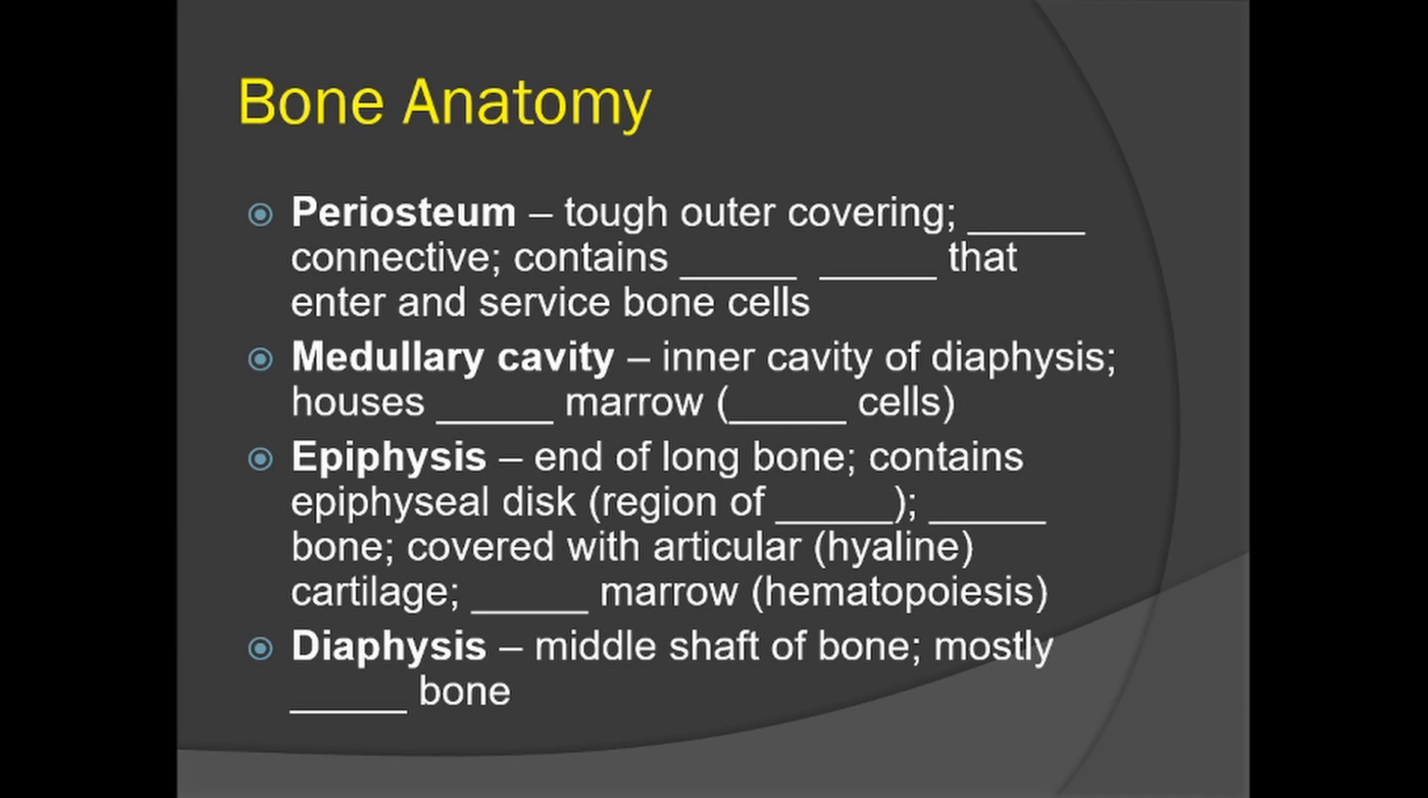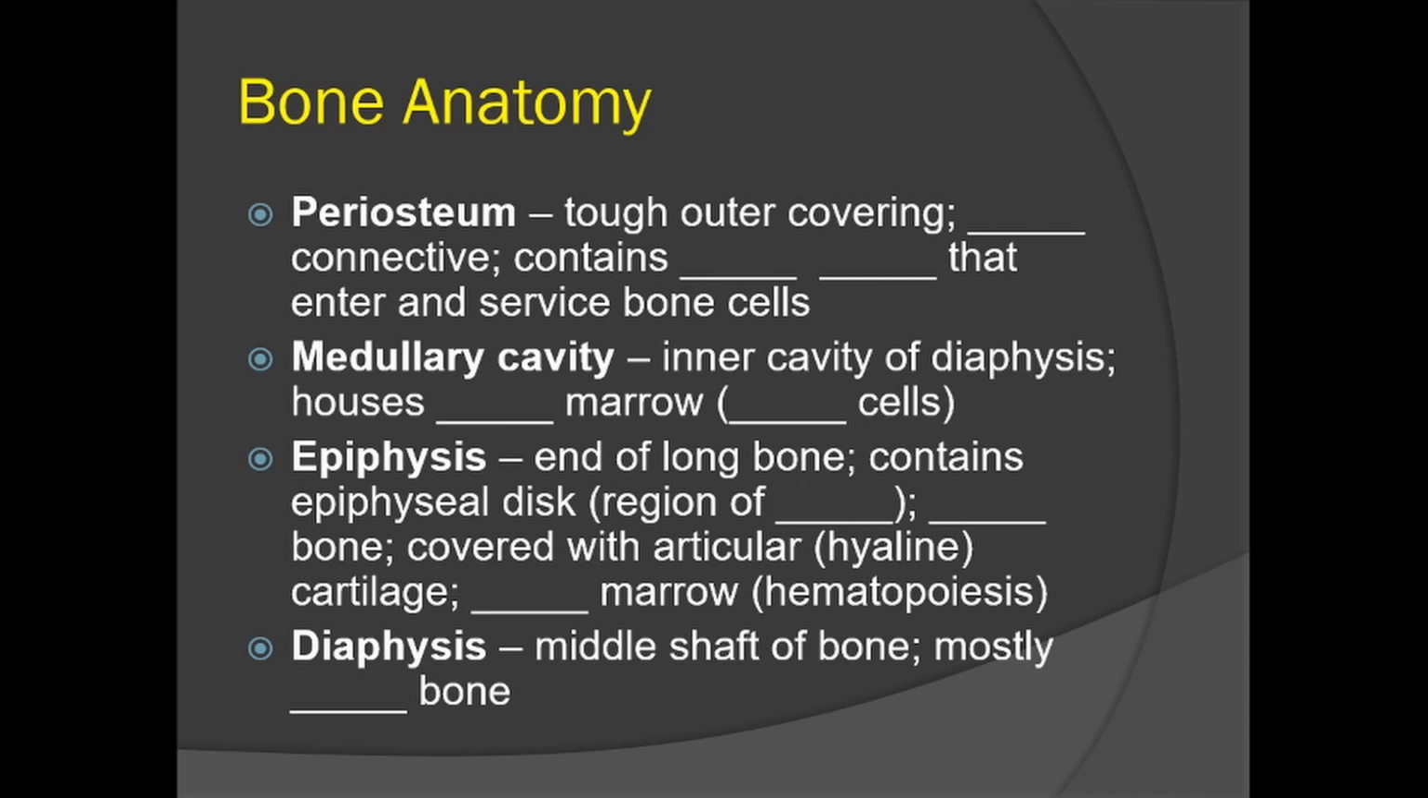It's made of, or consists primarily of, spongy bone. Another name for spongy bone is trabecular bone. And it's covered with articular or hyaline cartilage. Now, articular and hyaline are the same thing. It's not like it's articular or hyaline, but otherwise known as hyaline cartilage. In fact, the entire skeleton in our fetal development, when we were a fetus, was entirely hyaline cartilage. And within there we have red marrow.